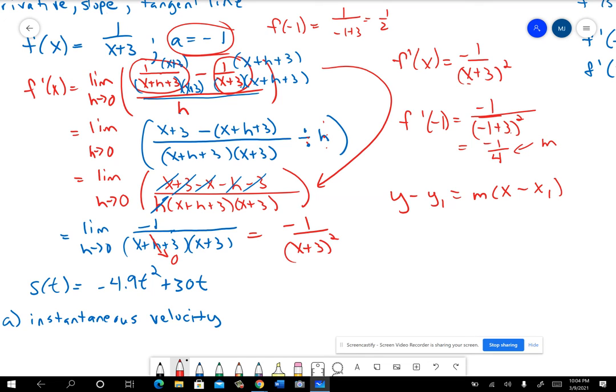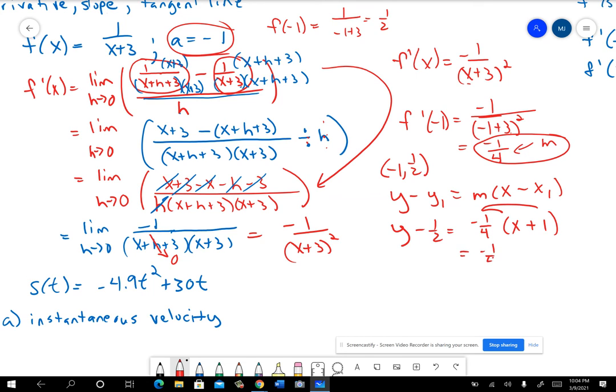So then you're going to come back now. So now you have the point that you're dealing with is the point -1, 1/2. And this right here is the slope. So you're going to have y minus 1/2 equals a -1/4, x minus a -1. So that's x plus 1. You'll distribute. Okay. And then add the 1/2 to both sides. And when you add the 1/2 to a -1/4, you get a positive 1/4.